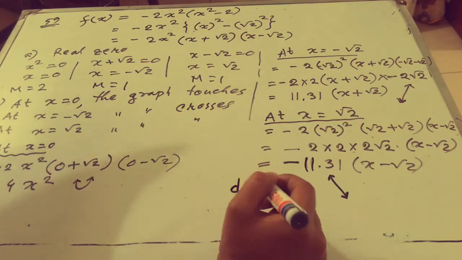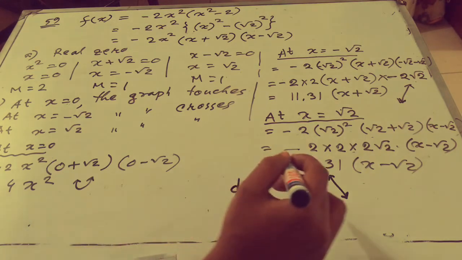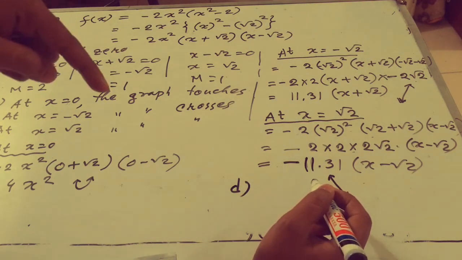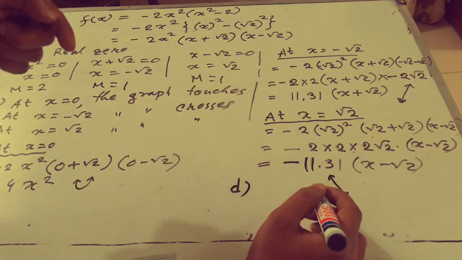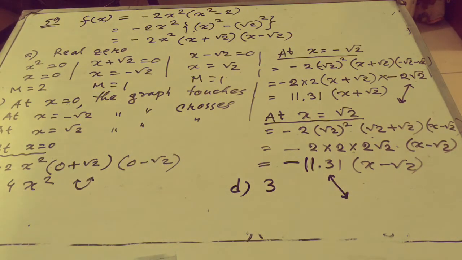Now D number question is we have to find the maximum number of turning points, and the maximum number of turning points always depends on the degree of the function. So the degree of the function is, you see there is x squared and x squared, so combined it is x to the power 4. X to the power 4 means the number of turning points will be 1 less than the degree. Degree is 4, 1 less means 3, so the maximum number of turning points will be 3.